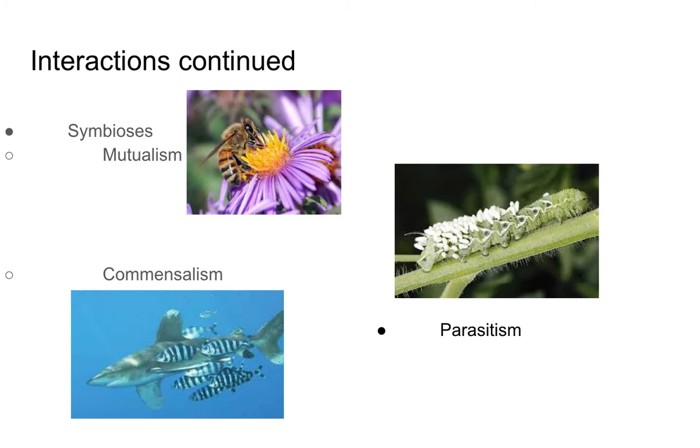So the example here is that bee with the flower. The bee is the pollinator. That way the flower can continue to produce offspring, and the flower is producing a food source for the bee. So everyone's happy, everyone benefits.